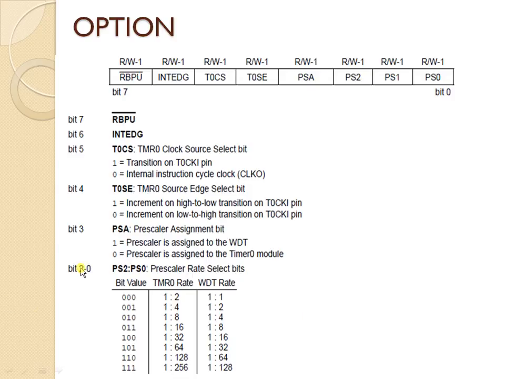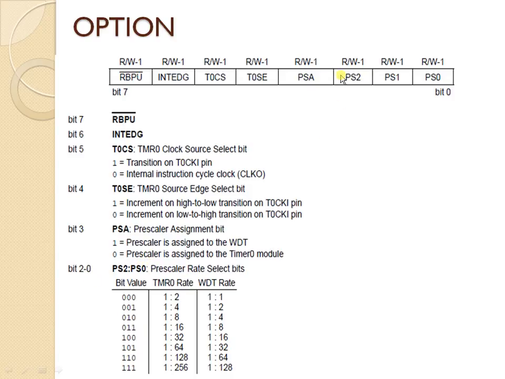So let us see. If this particular bit is programmed to 1, then this prescaler is assigned to the watchdog timer. So the watchdog timer can only use the prescaler. If it is programmed to 0, then this prescaler is assigned to Timer0. Now Timer0 can only use this prescaler block. So by default, Timer0 will be using this prescaler block.